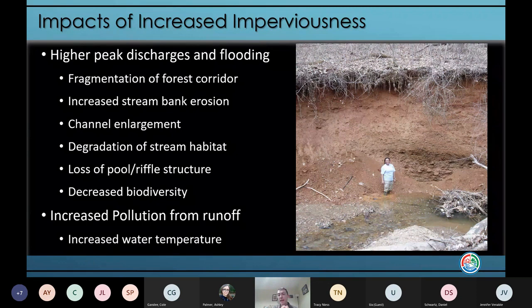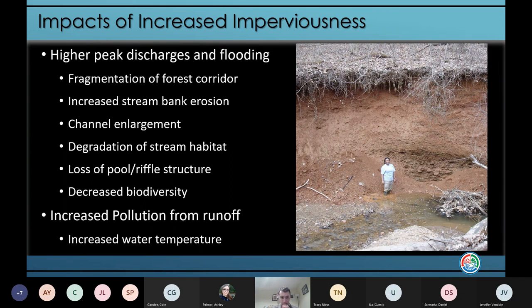As it erodes down, now there's less roots and things like that to hold that soil together. There's more exposed soil, and that exposed soil makes it easier for that soil to be swept away in later storms. Channel enlargement, that is just the growth of a channel through erosion. So as the soil is taken away, the stream widens and it also deepens. And that is what causes some of the fragmentation and more erosion.